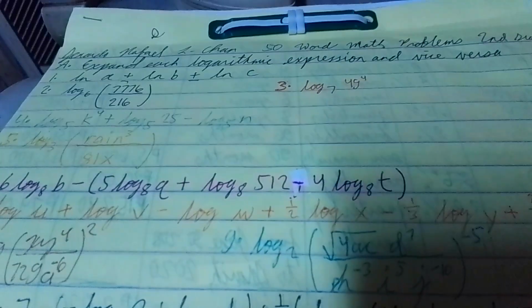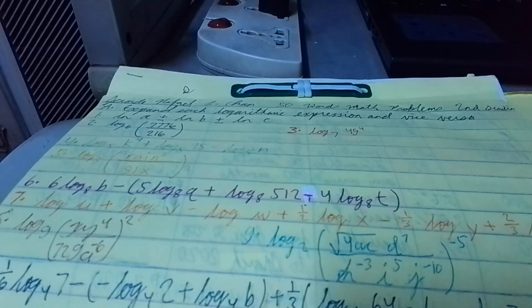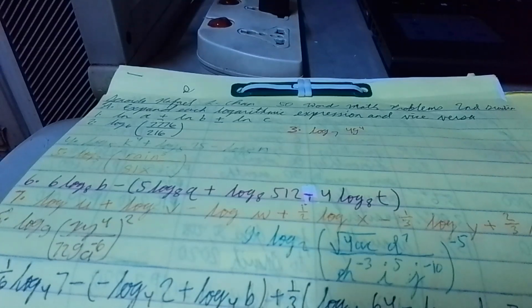So therefore, this can be written as 6 times log base 8 of b, negative 1 times 5 becomes negative 5. So minus 5 times log base 8 of q. Right? And then, this is just 1, right? So from plus becomes minus. So minus the log base 8 of 512. Minus log base 8 of 512. And then minus, right? Negative times negative. Remember you applied distributing the negative 1. Even though there's no number there, you already know there's a negative 1.